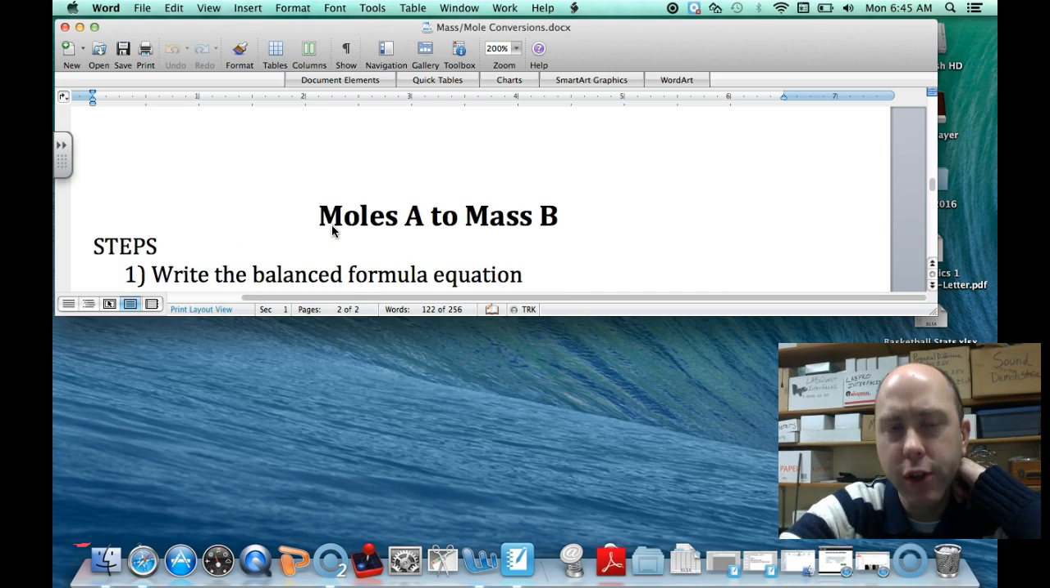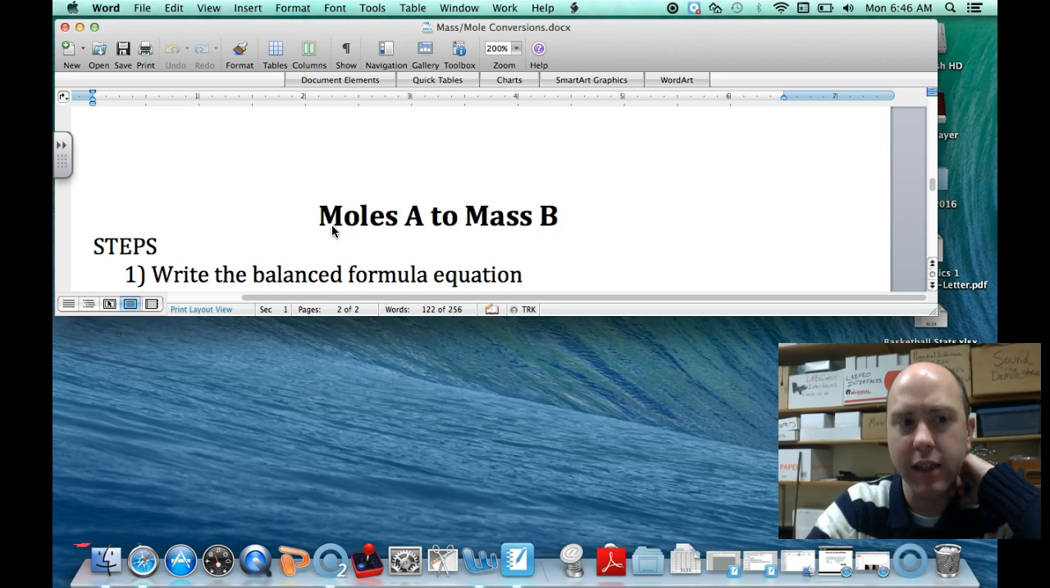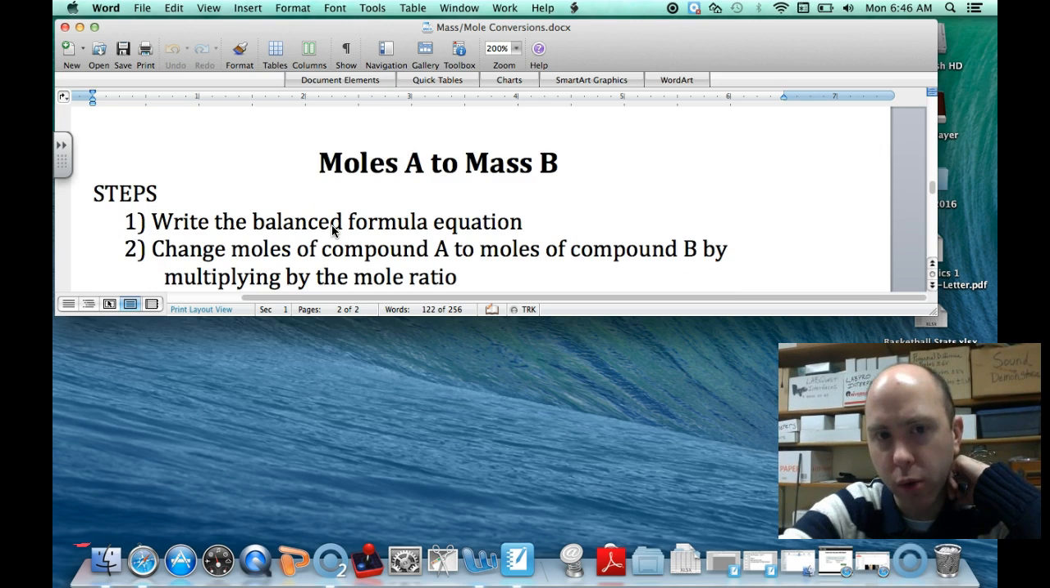So after you do that, step two, you gotta look at what you start with. This time I'm starting with moles, and I'm trying to find mass of something totally different. So if you start with moles, then do the mole ratio first. Because remember, the only way to go from one substance to another totally different substance is to do the mole ratio. So step two is change moles of compound A to moles of compound B by doing the mole ratio.